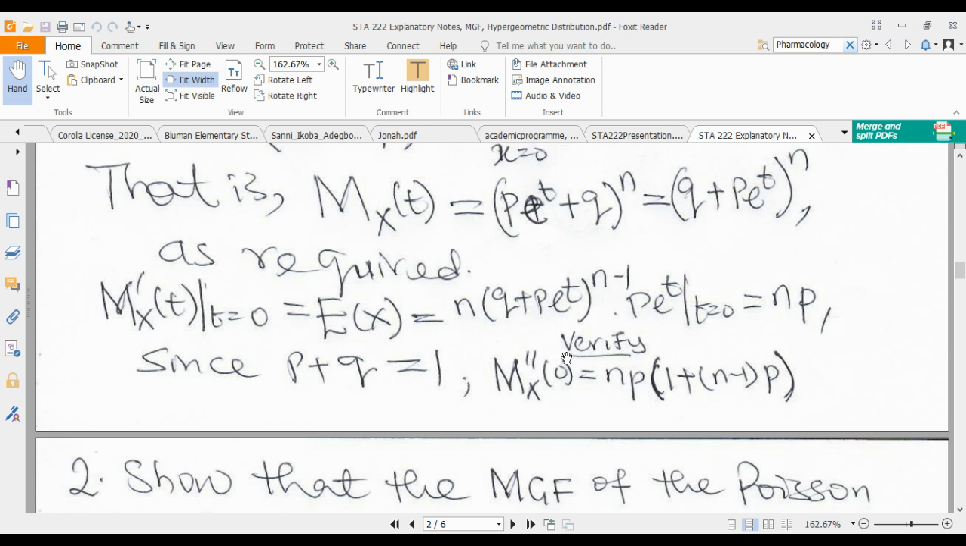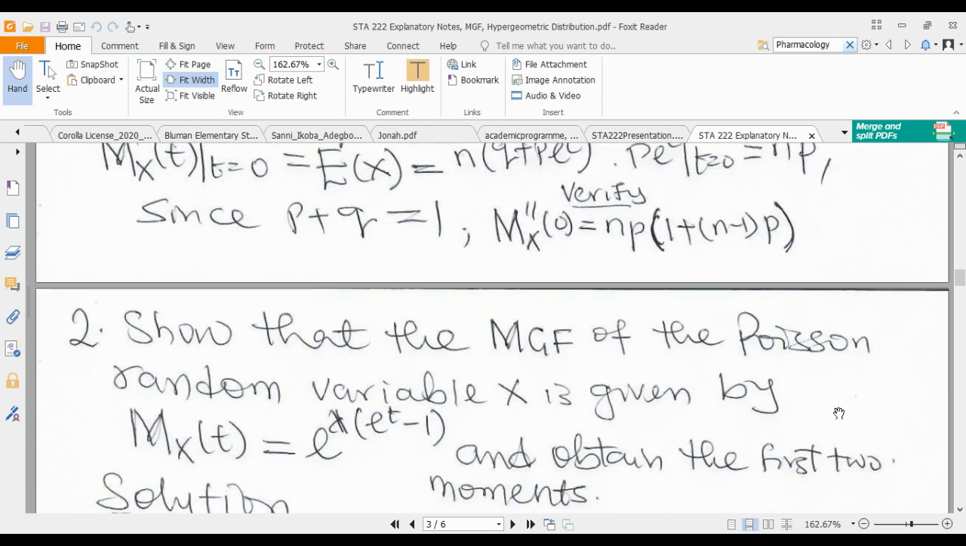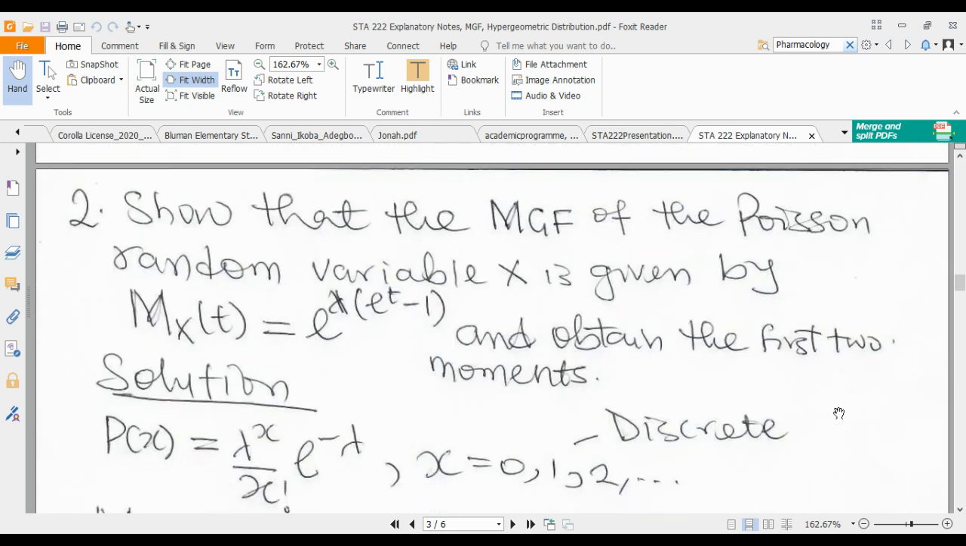Also, when you differentiate two times and evaluate at t equal to 0, you have np(1 + (n-1)p). And with that, you were able to obtain the variance, which is the expected value of x squared minus the expected value of x, all squared. It will be equal to npq, which is the variance of the binomial distribution.